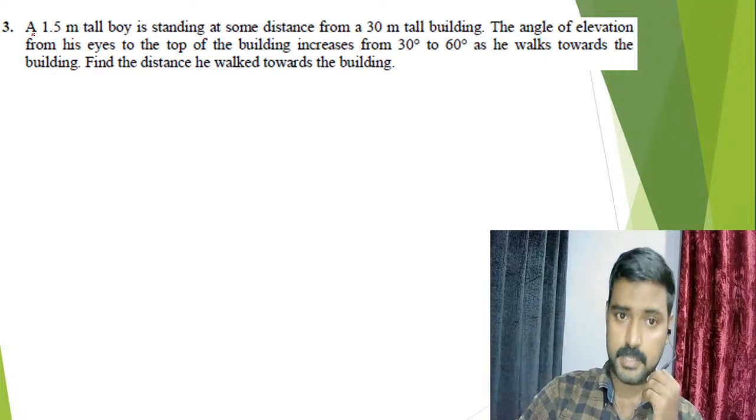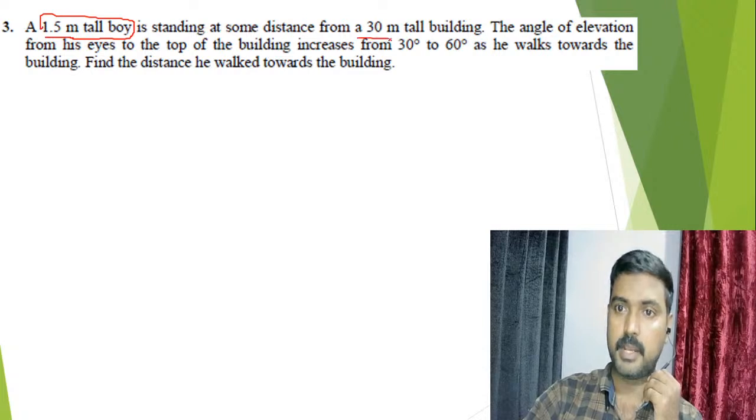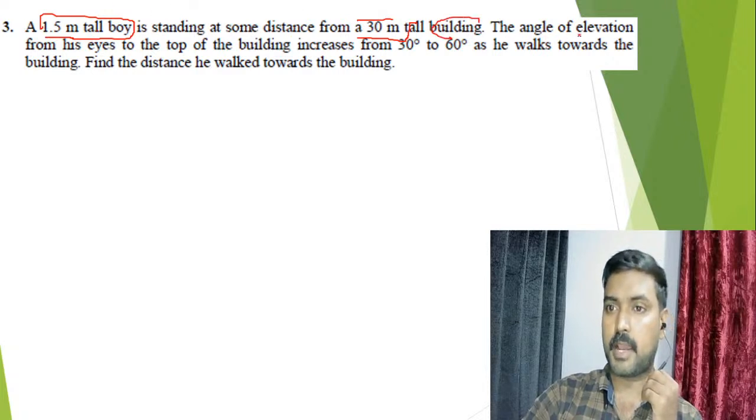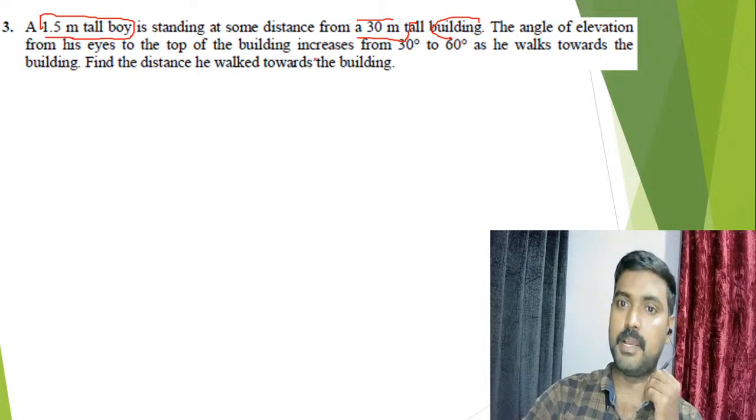So my dear students, a 1.5 meter tall boy is standing at some distance from a 30 meter tall building. So there is a building, there is a boy. So we want to mark the angle of elevation from his eyes to the top of the building, which increases from 30 degree to 60 degree as he walks towards the building.